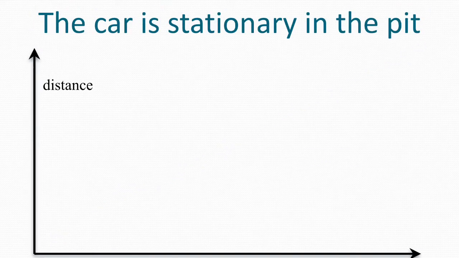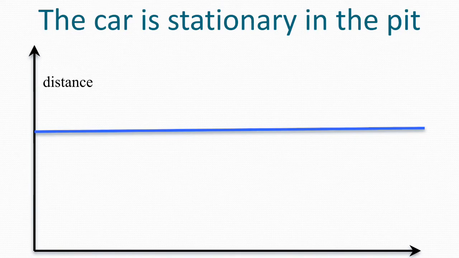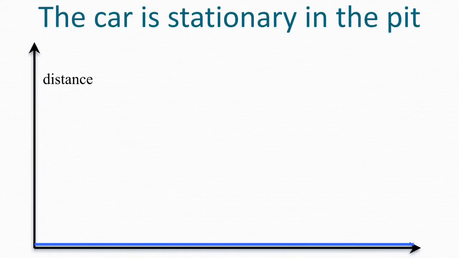What would a distance time graph look like for a car that's stationary in the pit lane? This distance time graph shows you a stationary car. You can tell it's stationary because the gradient is 0 and the distance doesn't change throughout the time period. This graph also shows a car that's stationary in the pit lane. The car is not moving and the gradient is 0.